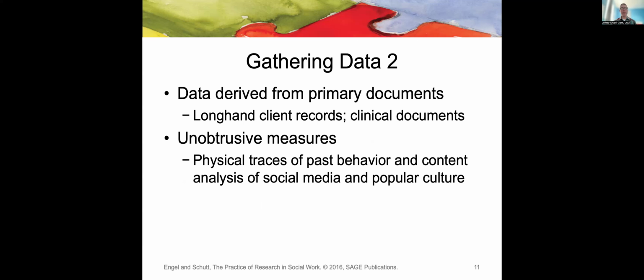Then there are data that are derived from primary documents. So it could be written records or clinical documents, administrative data, things like that from an organization. And then there's the unobtrusive measures. We've talked about just simply observing but not engaging with a client. So there could be past traces of behavior and content. Maybe you scan social media accounts for examples of different forms of data where people don't know that you're actually gathering information about them.